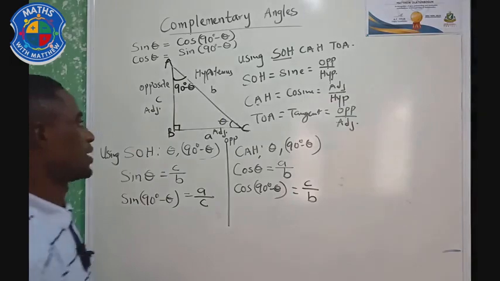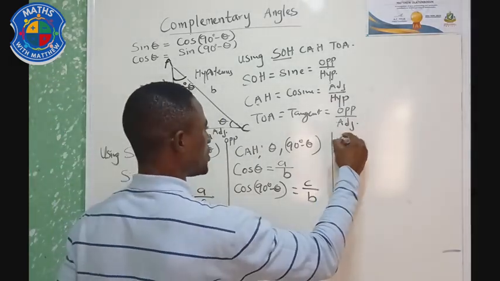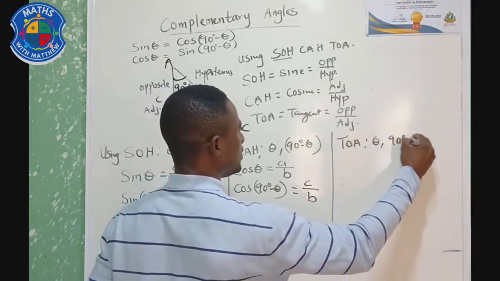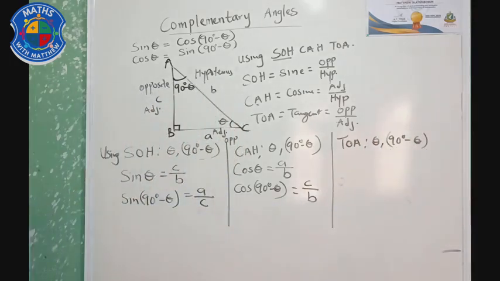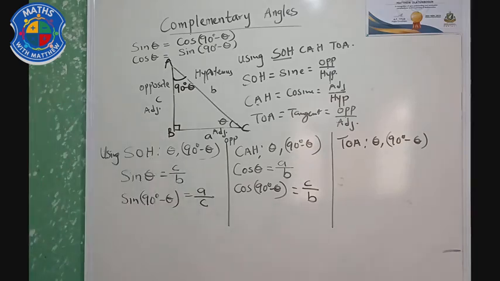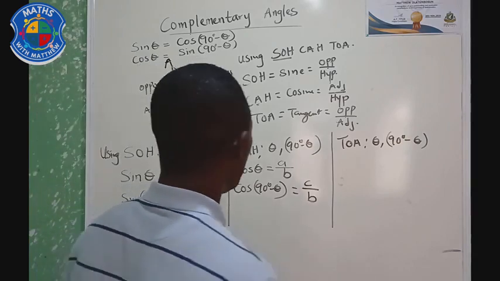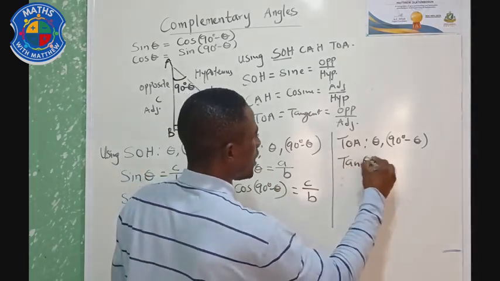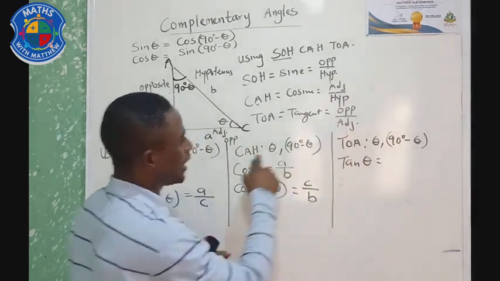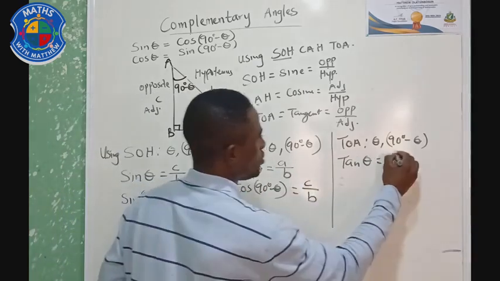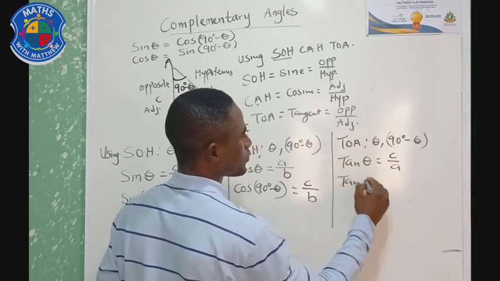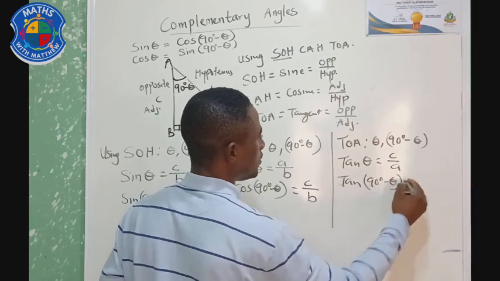Right? Okay. Let me go to the last part, which is the TOA now. TOA of theta and 90 degrees minus theta. Right? Look at that very well. Now look at this. On this, we are looking for tan of theta, and our tan is opposite over adjacent. Opposite of this is C, over adjacent, which is A. Then let's look at tan 90 degrees minus theta.